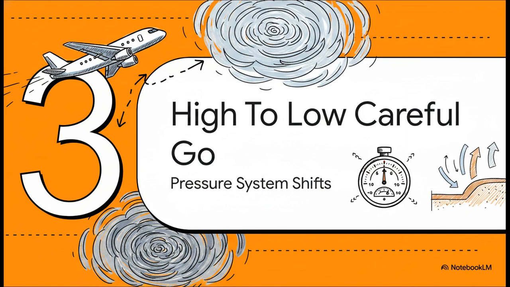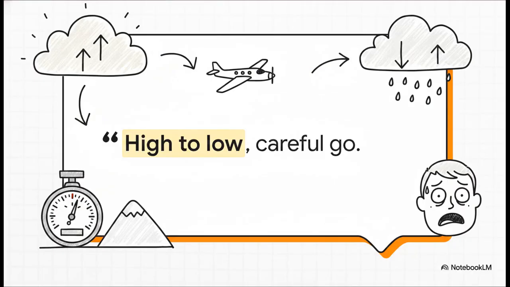Next up, Section 3, high to low, careful go. Let's see what happens when those pressure systems start shifting around. High to low, careful go. If you've spent any time around pilots, you've probably heard this. It's basically a secret pilot handshake and an absolute survival mantra all rolled into one. Here's why it's absolutely crucial.